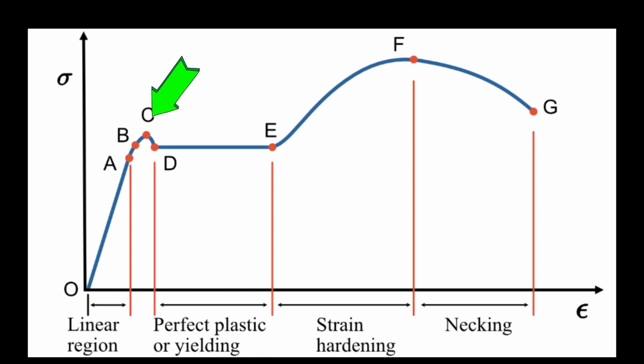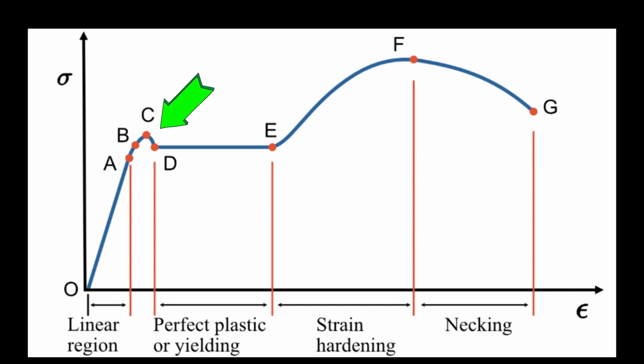Point C on the curve shows the upper yield point, which is the stress point at which a material starts to exhibit significant plastic deformation. It is the point where the material's behavior transitions from elastic to plastic. Beyond the upper yield point, the material undergoes permanent or plastic deformation even after the removal of the applied stress.